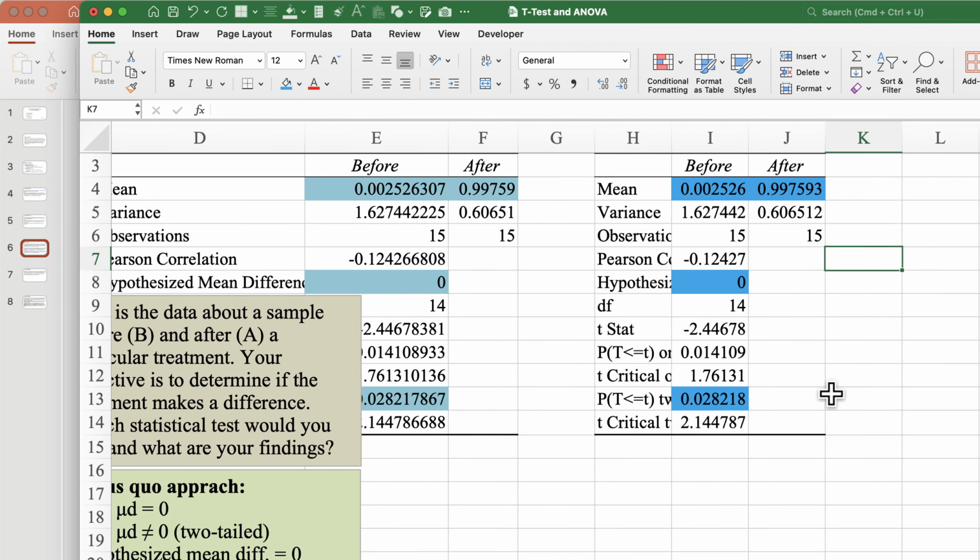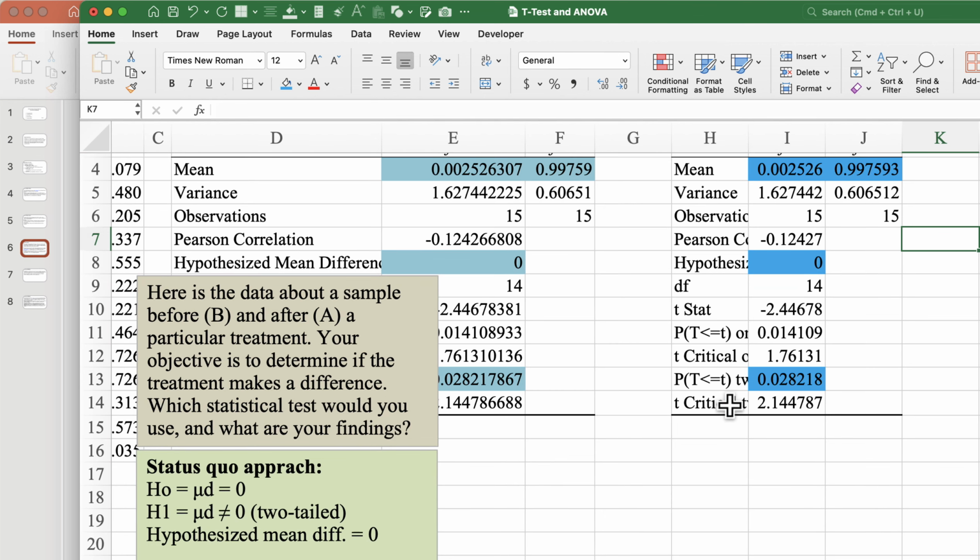And second thing is our p-value, 0.028, which is less than 5%, which means our null hypothesis would be rejected. This is the null hypothesis which says that the difference in the mean of the 2 is 0. So therefore, we will have to reject this null hypothesis.